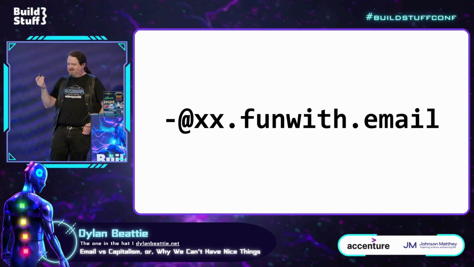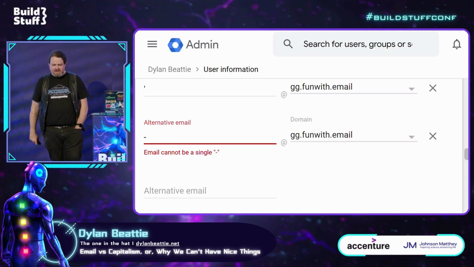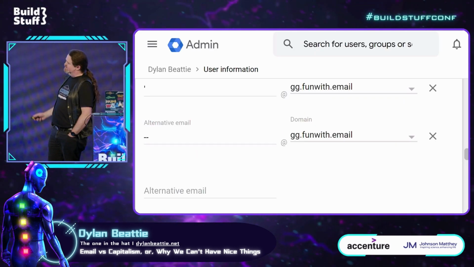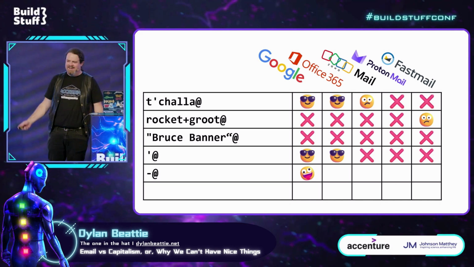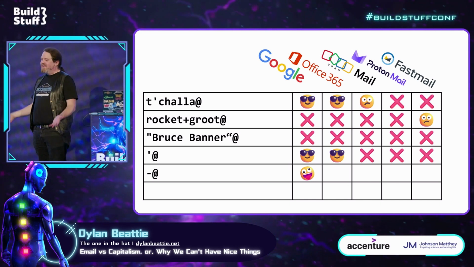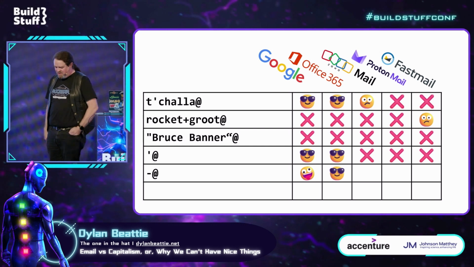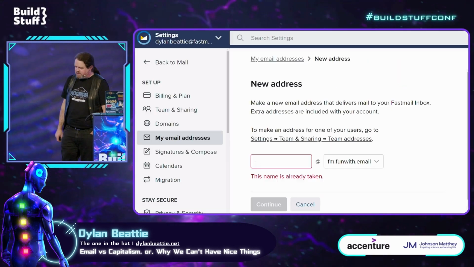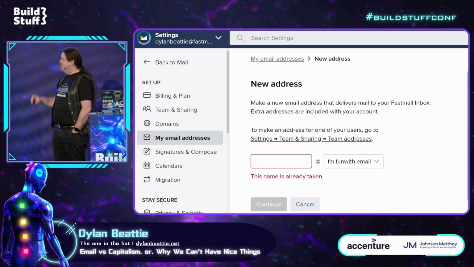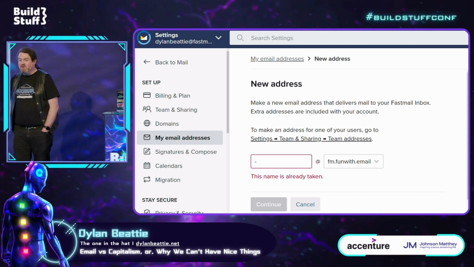What about hyphen on its own? Now, Gmail said email cannot be a single hyphen. Oh, well, what about 2 hyphens? Yeah, fine. I don't know why. That's just how Google have got their system wired in. Office 365 said, yeah, that's fine. Zoho said no. Proton said no. Fastmail said this name is already taken, which it's not.